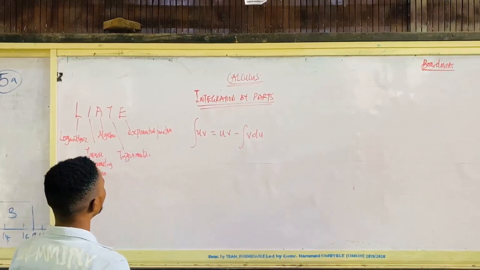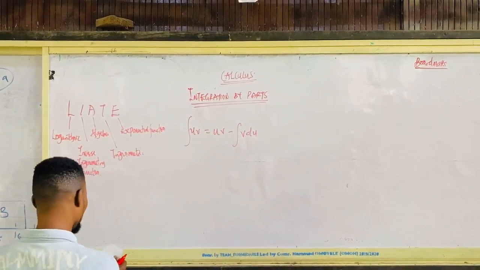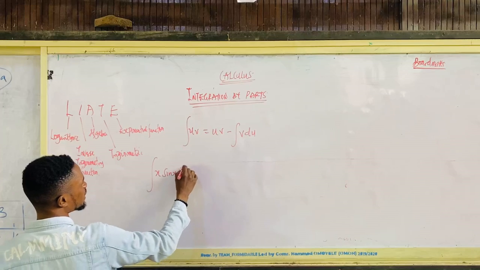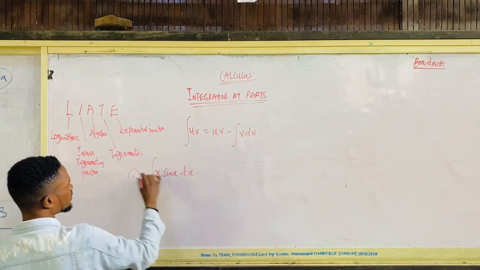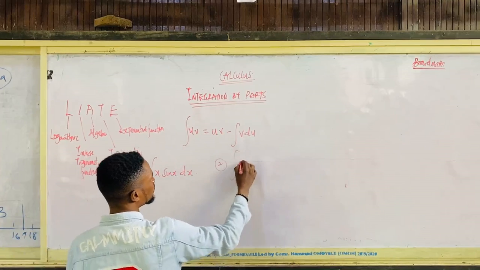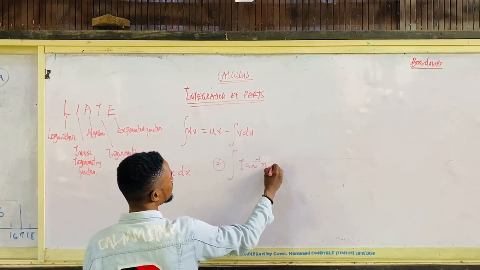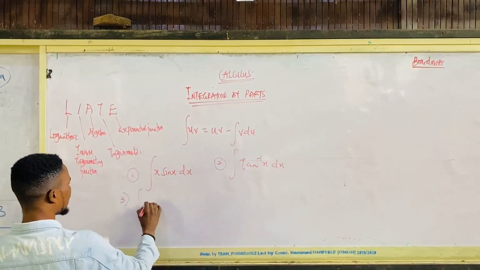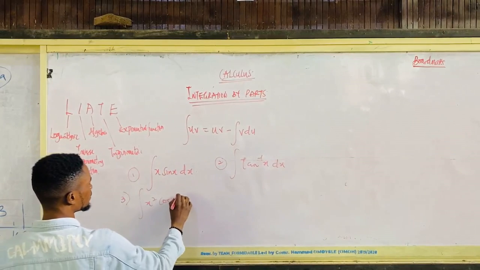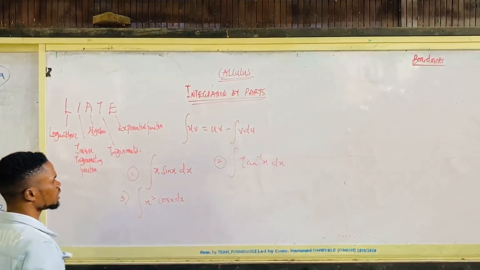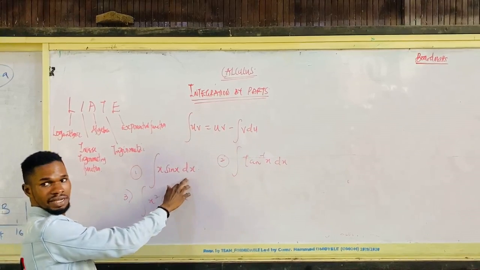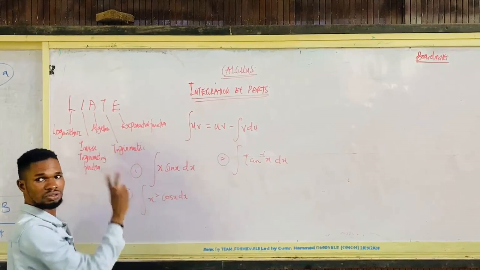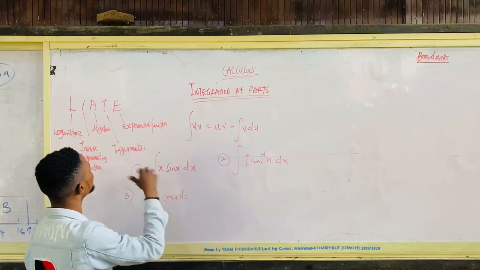Now, examples of integration by parts. Look at this question. The integral of x sine x dx, and the integral of arctan x dx, and the integral of x squared cos x dx. Now look at this x sine x dx. There are two functions here. This x is an algebraic function, and this sine x is what?